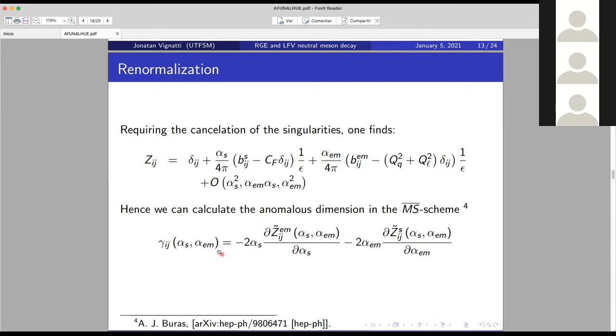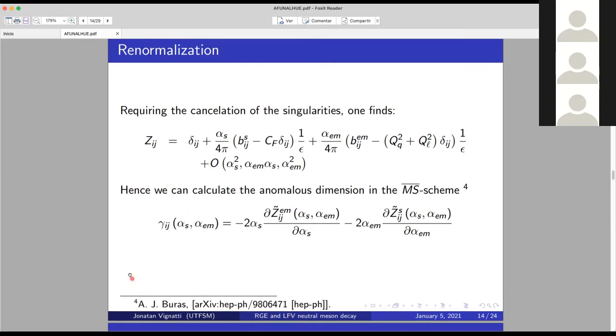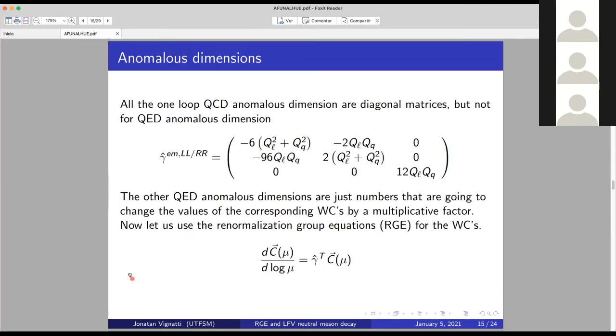Hence, we can calculate the anomalous dimension in the minimal subtraction scheme, and the anomalous dimension has this form according to this paper of yours. This is pretty much used. So the one-loop QCD anomalous dimensions are diagonal, but the more interesting ones are the matrices that are not diagonal.